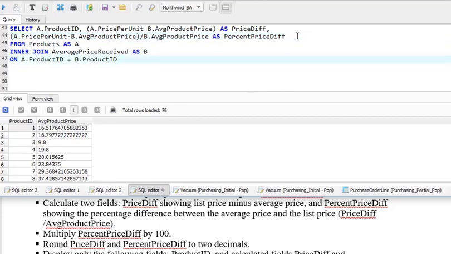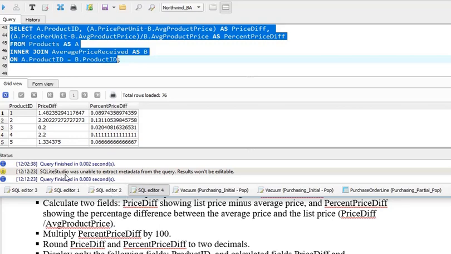Let's go ahead and run this to see if we get any error messages. Okay, so that looked fine. We do get this error message here that you can't extract metadata. Don't worry about that. We're not going to be editing anything anyway, so that error message is fine.